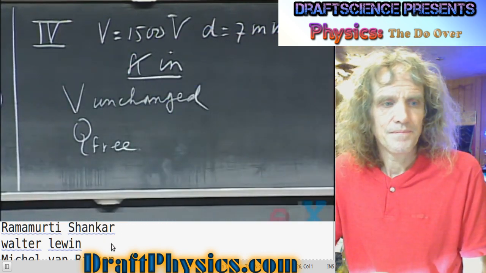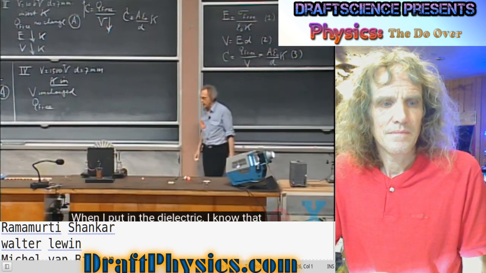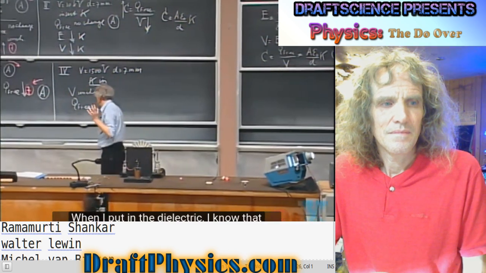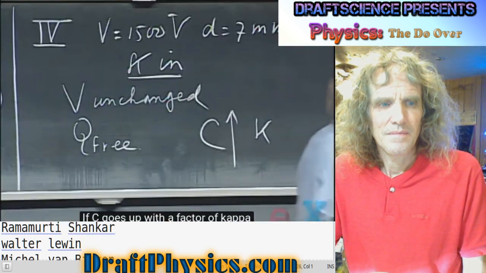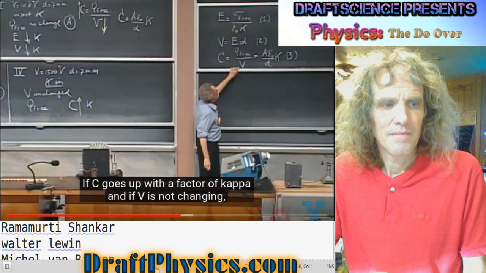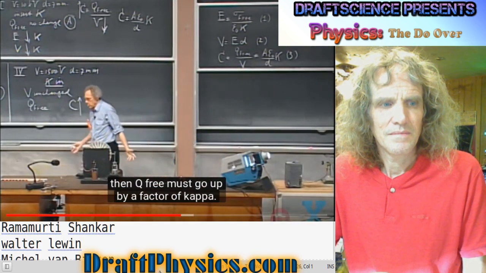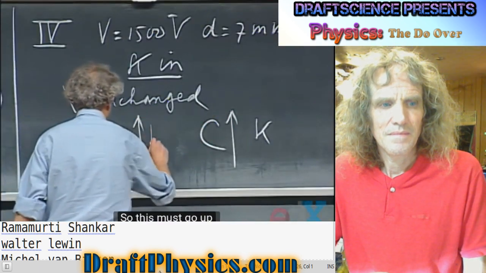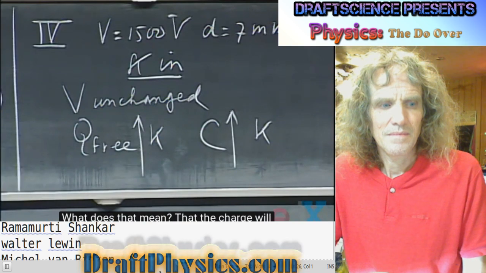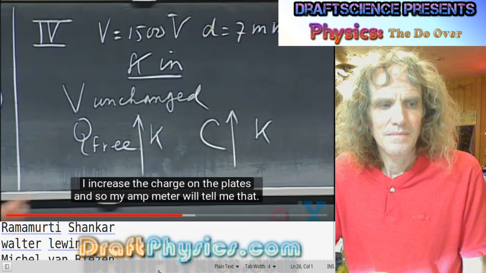Look at this equation. When I put in the dielectric, I know that the capacitance goes up by a factor of kappa. C will go up by a factor of kappa. If C goes up by a factor of kappa, and if V is not changing, then Q3 must go up by a factor of kappa. That follows immediately from equation 3. So this must go up by a factor of kappa. What does that mean? That charge will flow to the plates. I increase the charge on the plates, and so on.